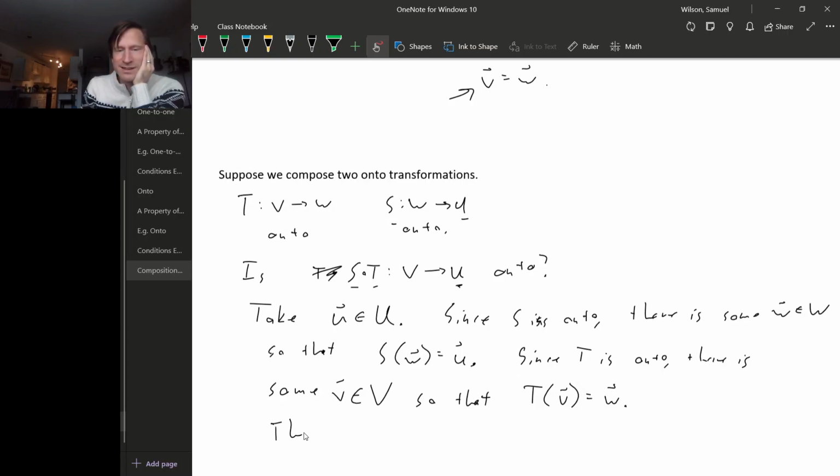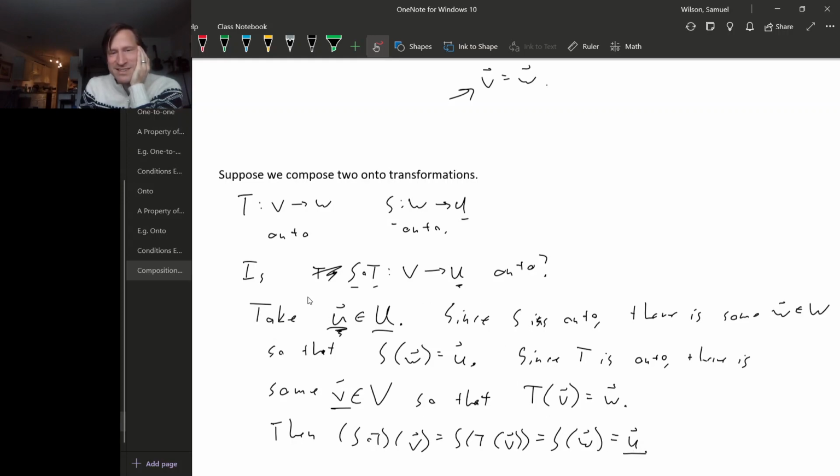But then, what is S composed with T applied to v? Well, this is S of T of v, but T of v is w, so this is S of w, but S of w is u. So you can see we took any vector in our subspace U, we found something in V that gets sent to u. So that means that this composition is indeed onto. Yes, so no big surprise there.